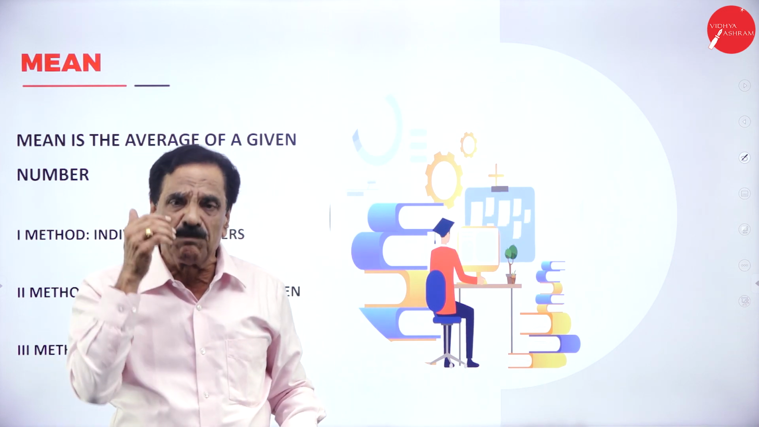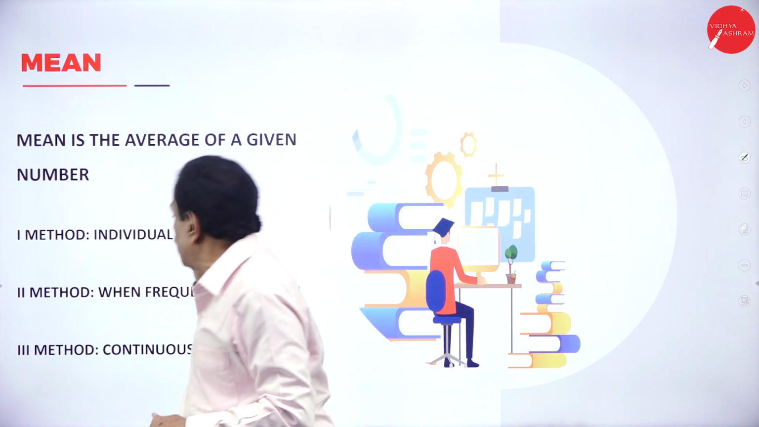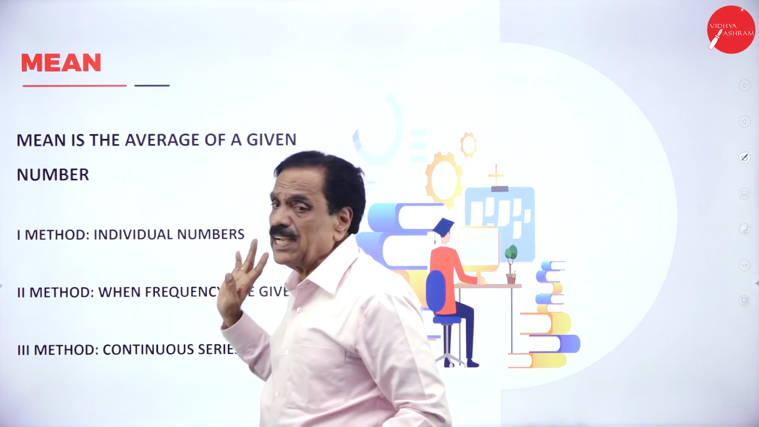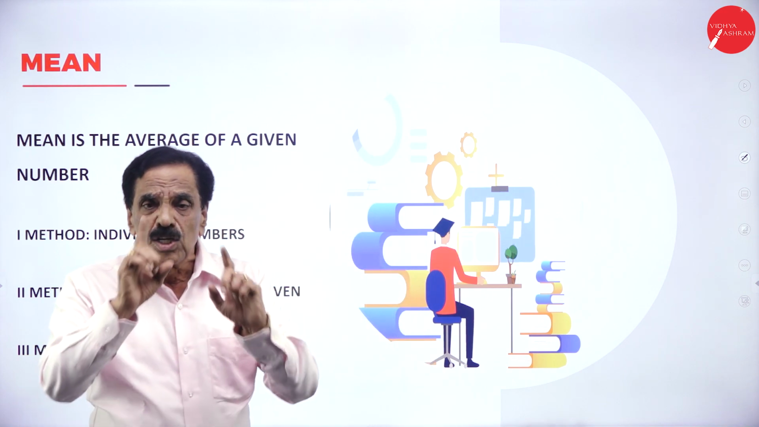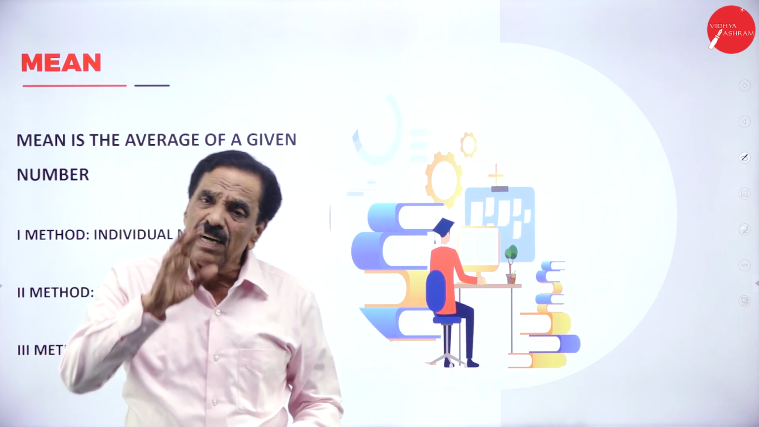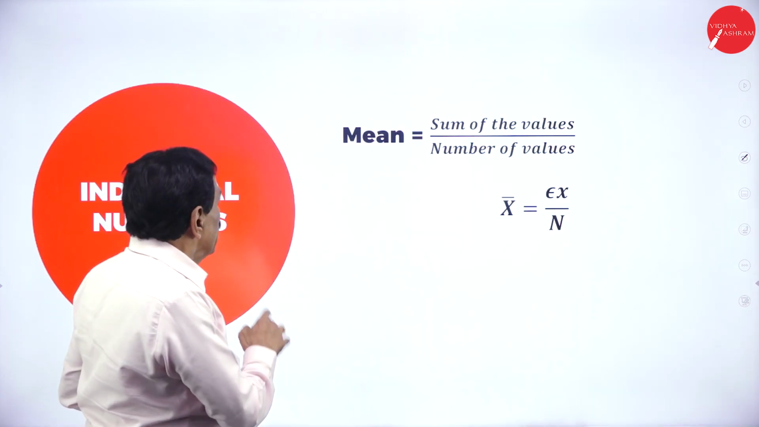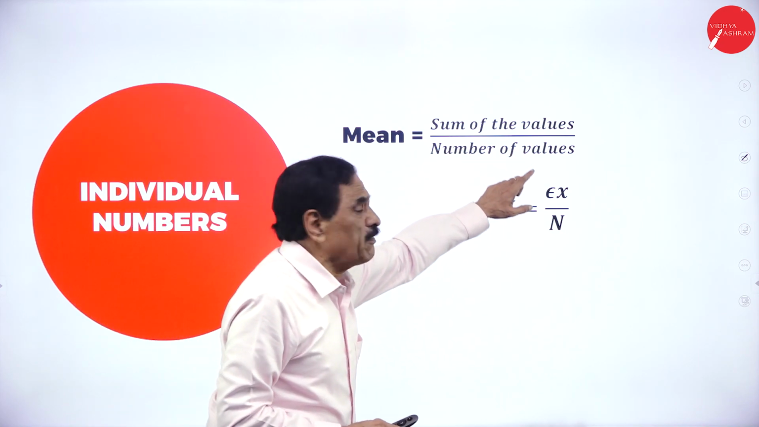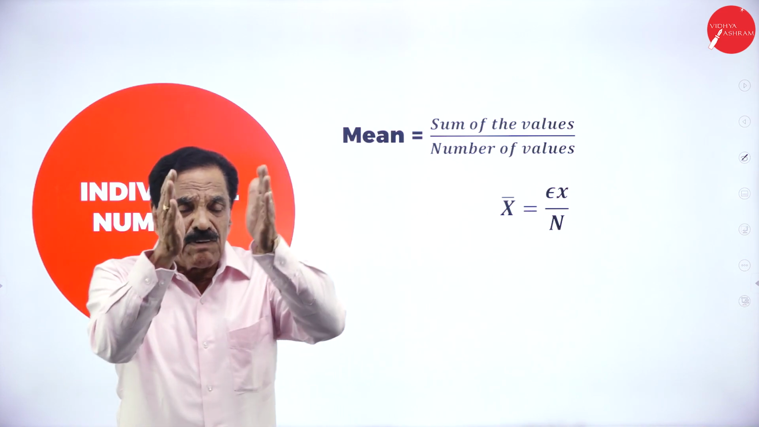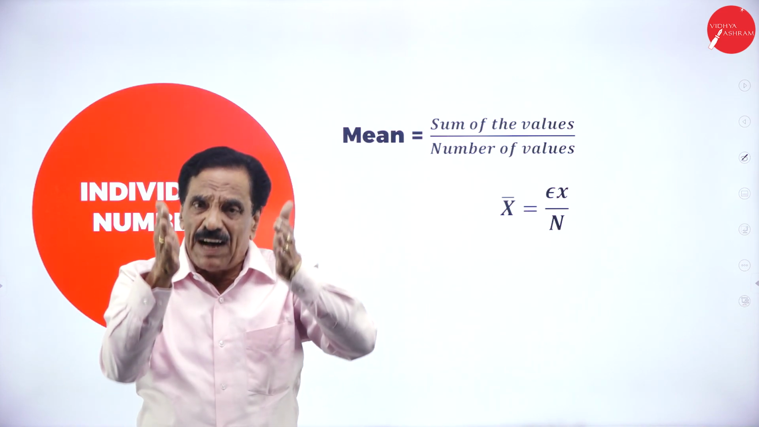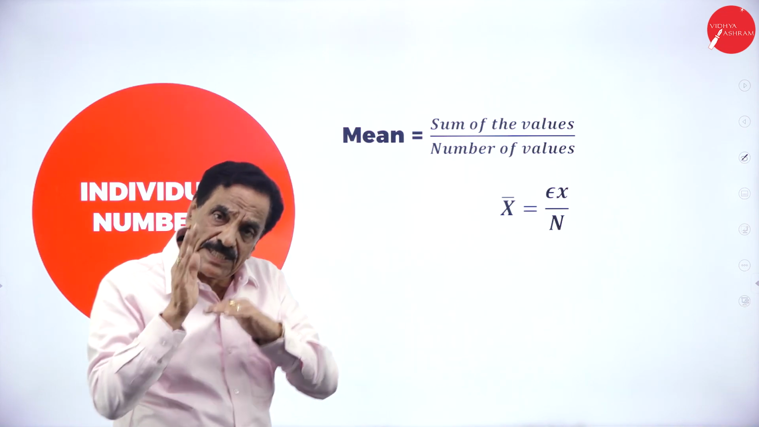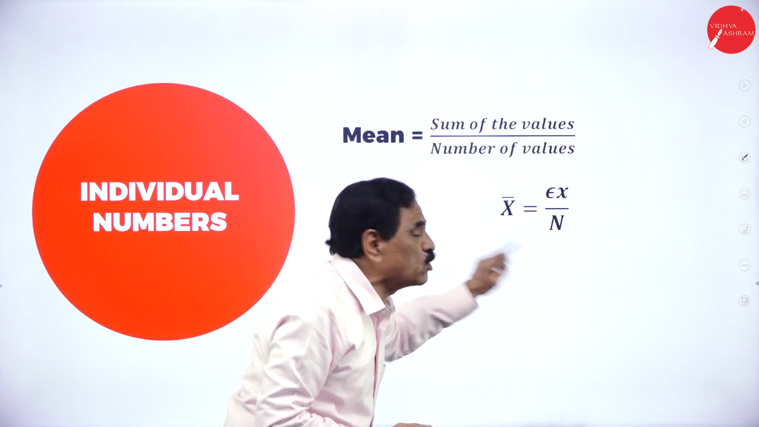Then we have the mean for individual numbers. Second, when frequencies are given. Third, for the continuous series. So mean is equal to the sum of the values divided by the number of values. Sum of the values means when the values are given, add all the values, and then count how many terms there are. In statistics, we say mean is equal to sigma x over n.